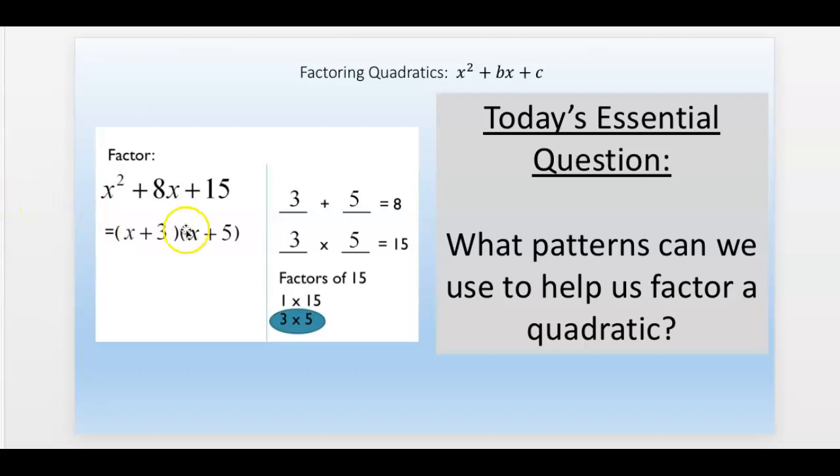Here's another one I was just showing you. 3 plus 5 equals 8. That's the one in the middle. And 3 times 5 equals 15. That's the number on the end.